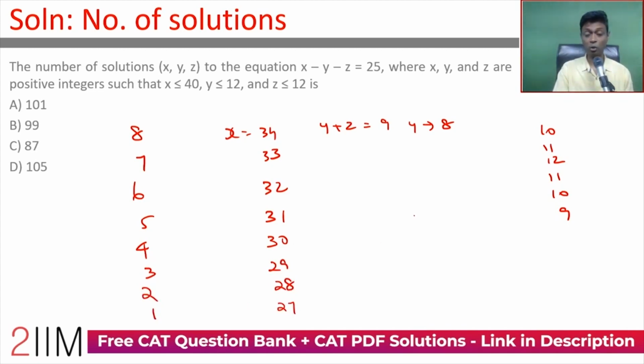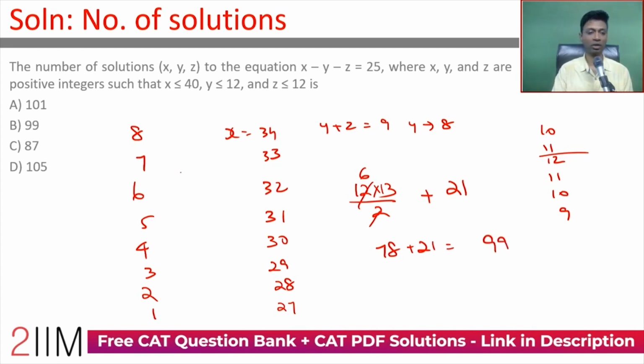When it's 27, you have only one possibility. So we have 1 plus 2 plus 3 plus 4 all the way till 9, plus 10 plus 11 plus 12, or 12 into 13 by 2 plus 21. 12 into 13 by 2, 6 into 13, 78 plus 21, which is 99. This is what they're looking for, going step by step, plugging in x equal to 40, 39, 38, all the way till 27. X cannot be less than 27 because y and z are positive integers. They have to be at least 1.